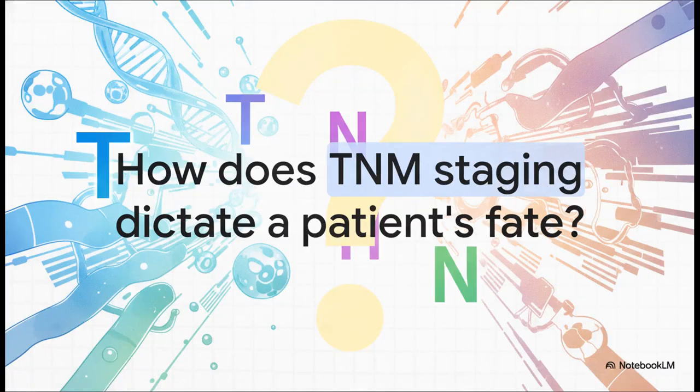So let's kick things off with a pretty provocative question. How can just a bunch of simple letters, T, N, and M, literally determine a patient's life or death? I know, it sounds overly simple, but these three letters are the entire foundation of the American Joint Committee on Cancer Staging System, or AJCC.